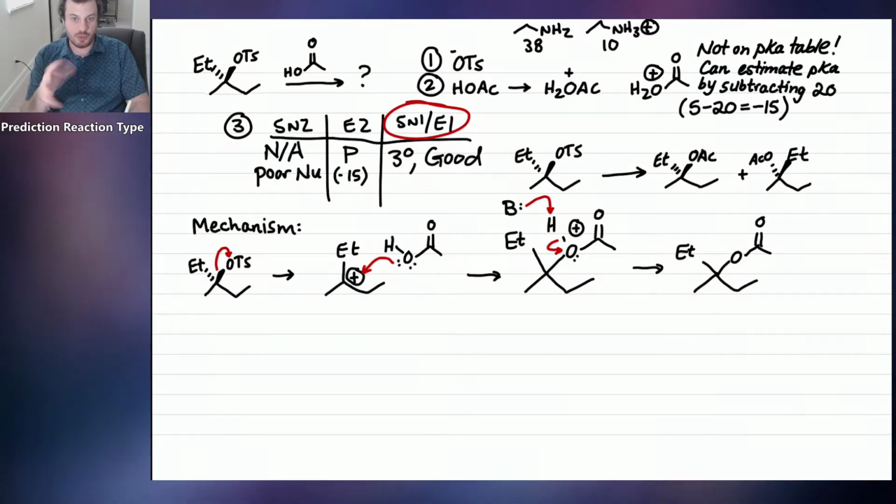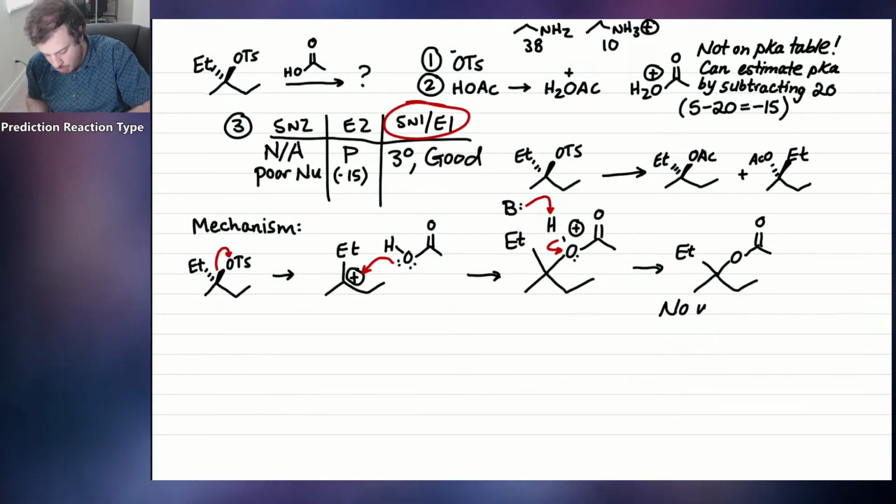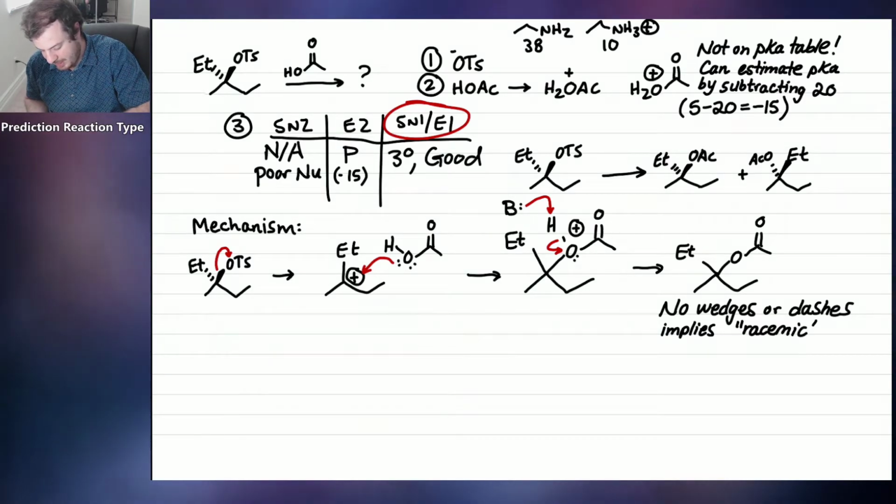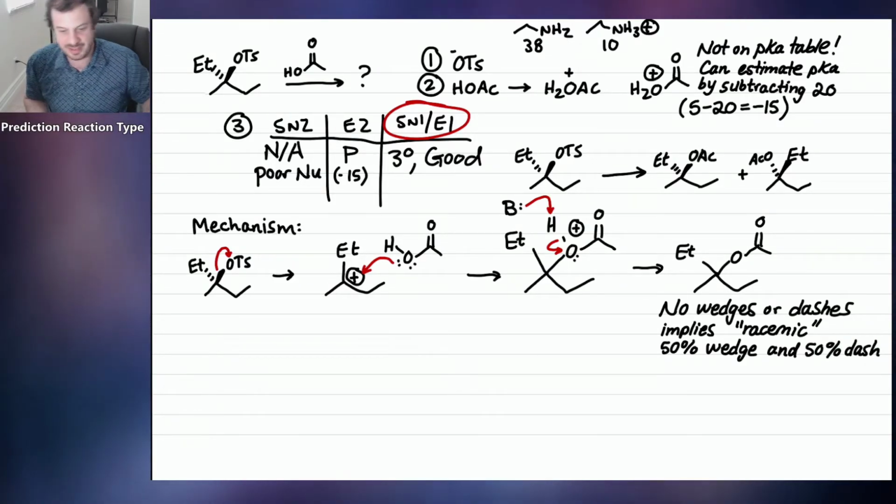Now note, instead of drawing both products, the wedge and the dash, the 50-50 randomization, you can save time. No wedges or dashes. If you don't draw any wedges or dashes, I will assume you mean racemic. And racemic, as a reminder, means 50% wedge and 50% dash. So unless I tell you to draw each stereoisomer explicitly, you can just draw no wedges or dashes at all, and I will assume you know that means 50-50 one and the other. So that is very commonly done for an SN1 reaction: if the product is chiral, instead of taking the time to draw the molecule twice, they just don't draw wedges or dashes at that stereocenter.